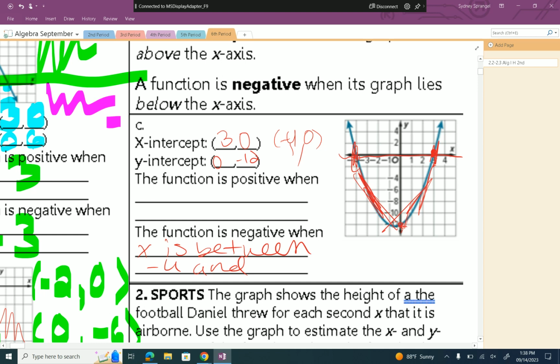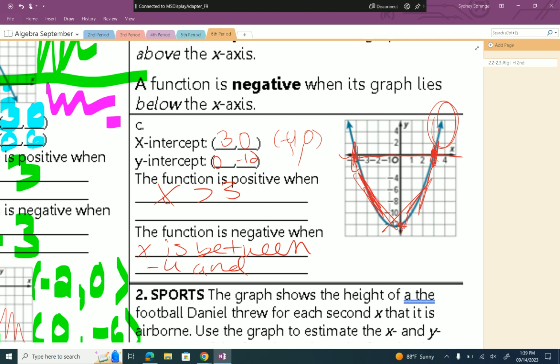What about when I'm positive? How would you describe this area, Carlos? When I'm bigger than what value? What is x there? Let's look at that. 3. So when x is bigger than 3, I'm positive. So when I'm increasing, when I'm at 3, 4, 5, I'm above the x-axis. What about on this side? Because I'm above it here too. What point does that start? Marielle, what point does that start when I'm above the x-axis over here?